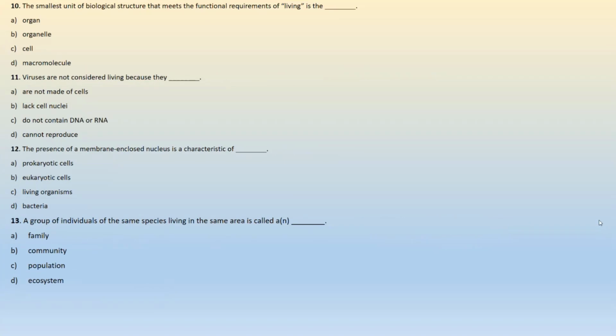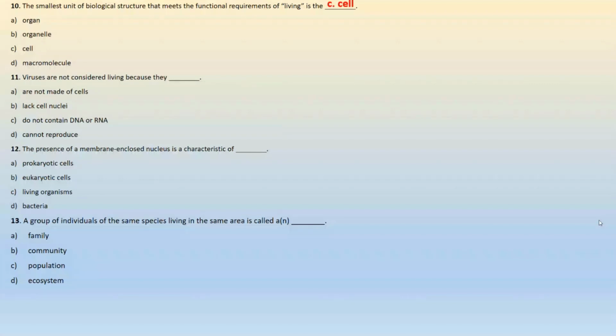And there's more. So number 10 on my screen: the smallest unit of biological structure that meets the functional requirements of a living thing is the. This one is easy, right? I see people are fast on the chat box. Somebody else also said C. Oh, it's C. Everybody said C.